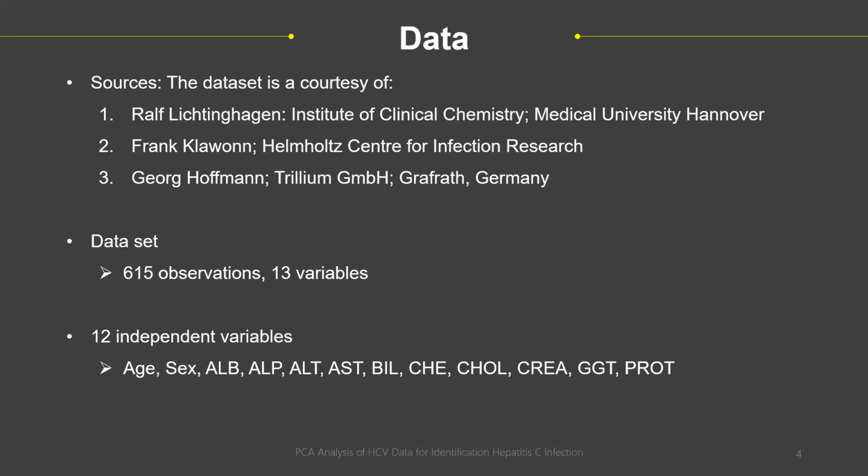The data set is from the sources as the slide shows. It includes 615 observations and 13 variables. There are 12 independent variables, including age, sex, and lots of medical abbreviations like ALB, ALP. Next page.